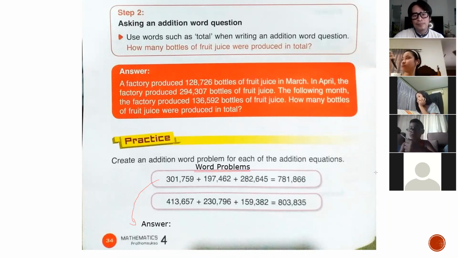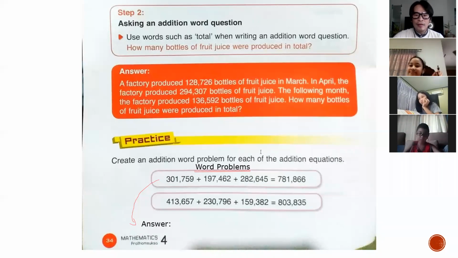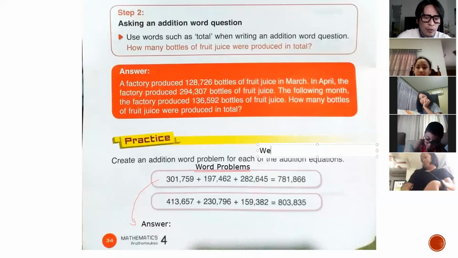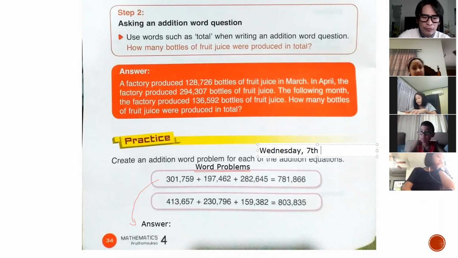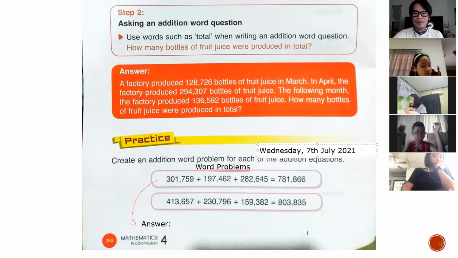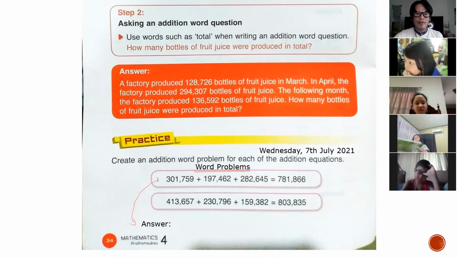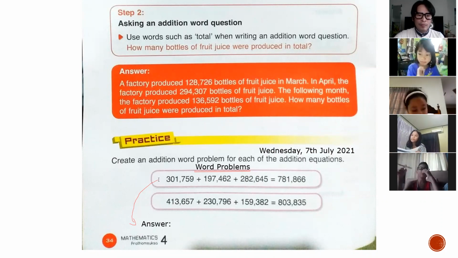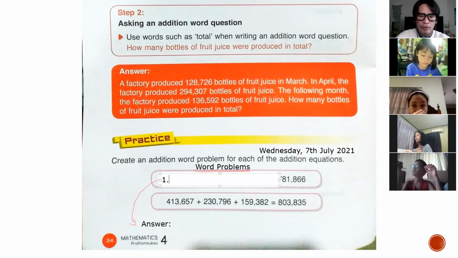What's the date today? Today is the 7th of July. So you write Wednesday, comma, 7th of July, 2021. You remember, right? And then you only choose number 1 and write number 1. If you choose this one, write number 1. Only number 1.